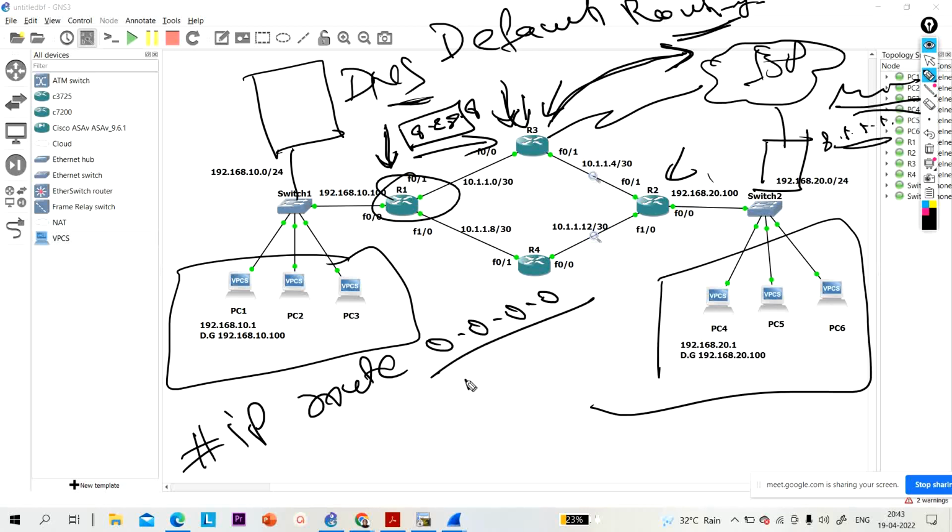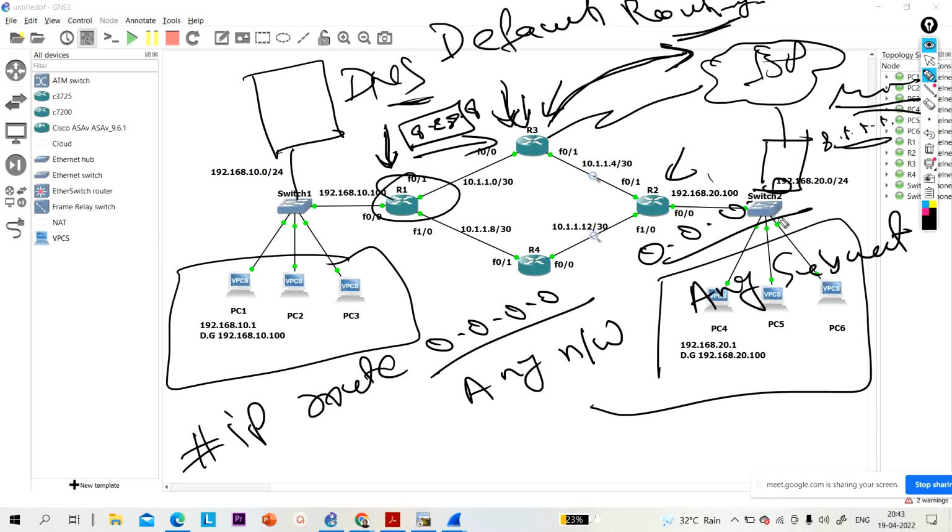0.0.0.0 means any network. After that, the subnet mask will be 0.0.0.0, which means any subnet mask. So when you receive traffic for any network with any subnet mask, if the router doesn't know about the network, if the router does not find any entry in its routing table, then if a default route is configured, it will forward all traffic toward the ISP. Now you have to tell the exit interface. Suppose this is my FastEthernet 1/0. So the exit interface will be F1/0, right?